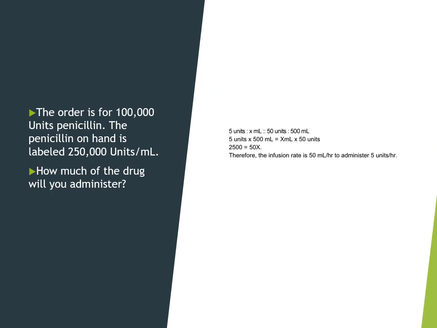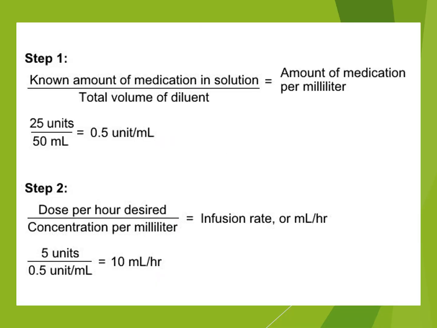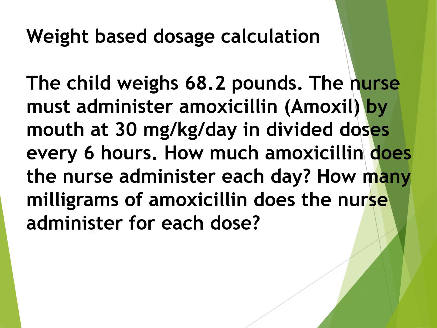So of course, this order is for 1,000 units of penicillin. The penicillin on hand is labeled 250,000 units per mL. How much of the drug do you administer? So this walks you through step one, and this is a weight-based calculation for you to practice.